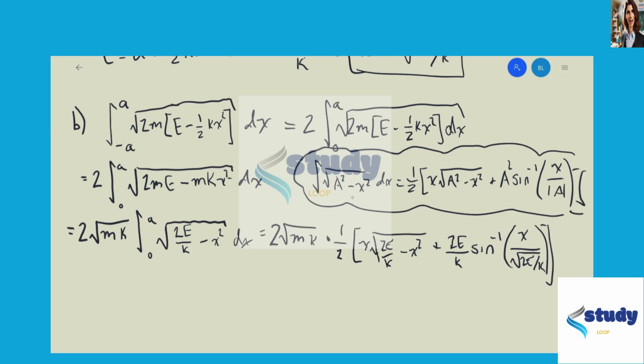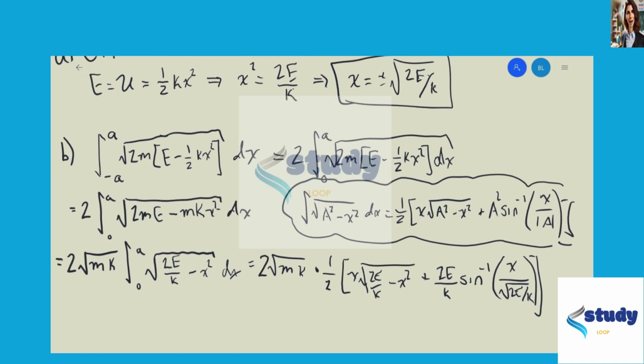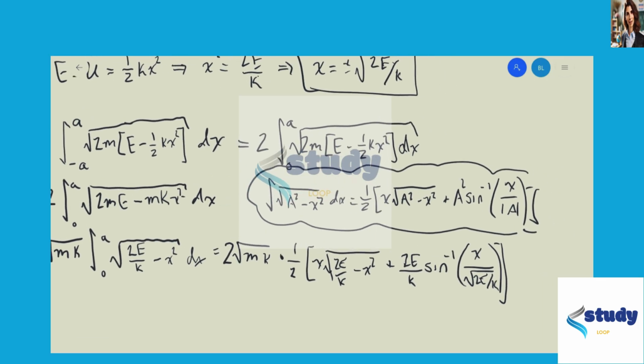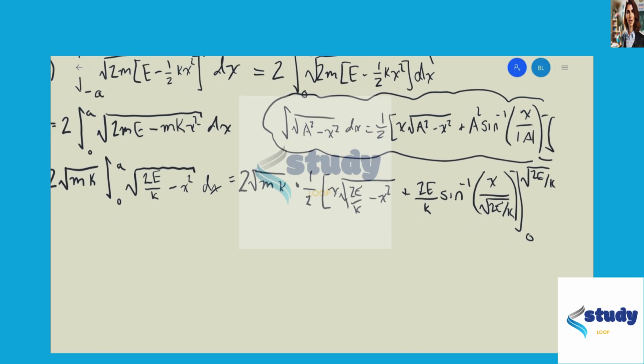Now remember, the bounds of our integrand were from 0 to a, and that a quantity was our classical turning point. So we are now going to plug those bounds in. I'll actually write the classical turning point, square root of 2e over k. So now, when we plug this in, we will obtain 2 square root mk divided by 2 from the 1/2. So this 2 is actually going to go away because here and here cancel.